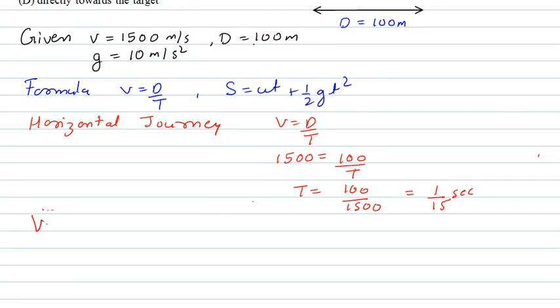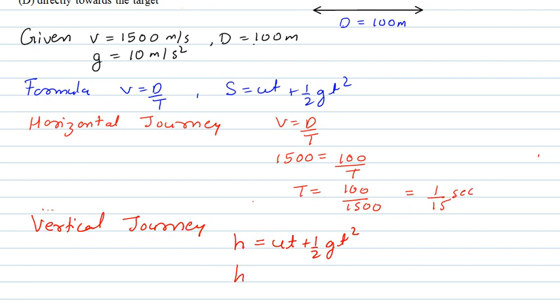In the vertical journey we use the second formula. Here s will be replaced by h because it is the case of height, and u is the initial velocity in y direction, small t plus 1 by 2 g t square. Here the small t and capital T are the same, which is 1 by 15 of a second.